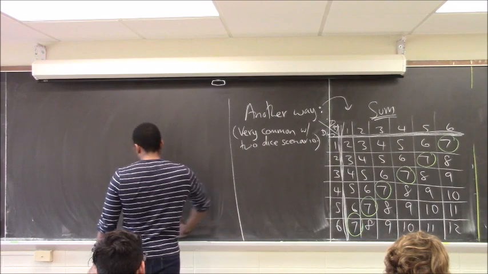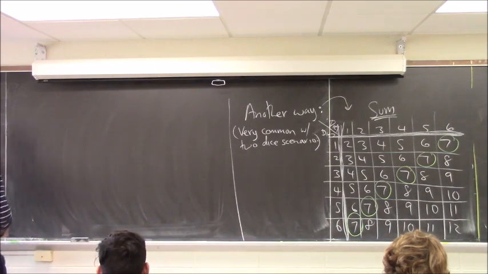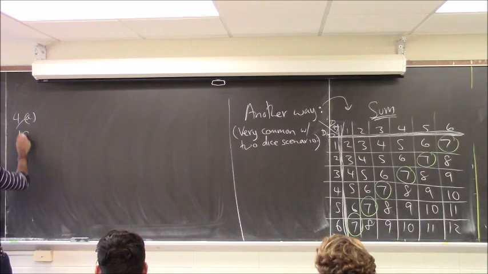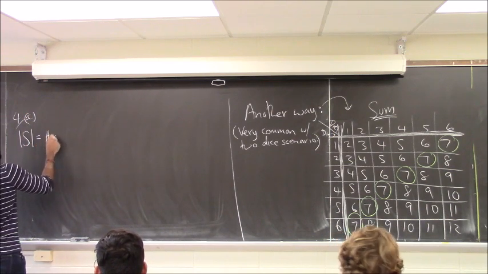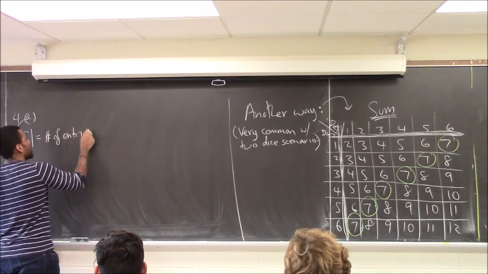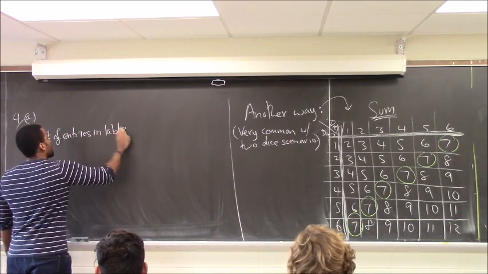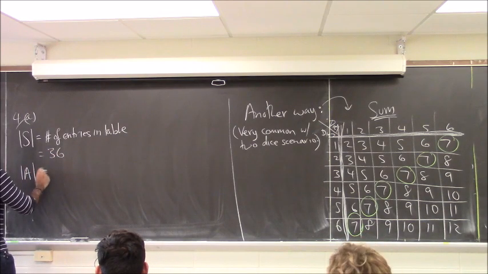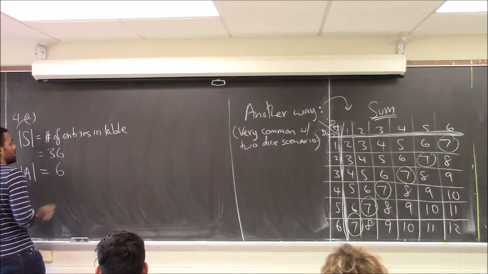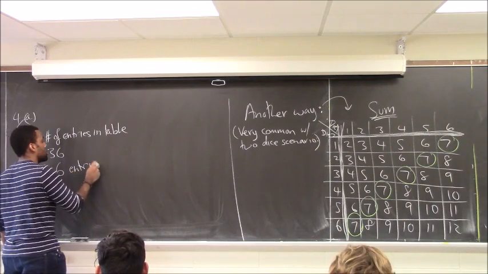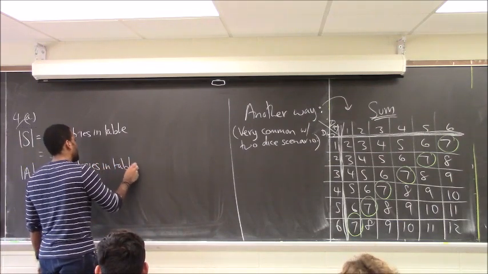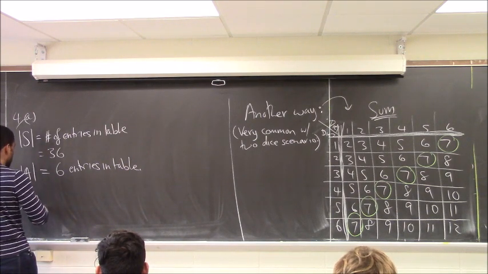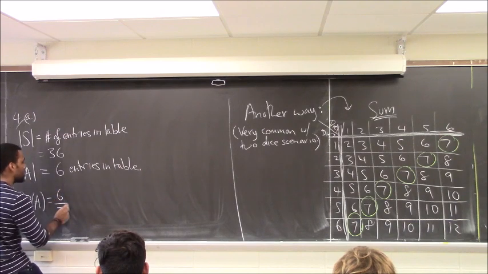Once I draw that diagram, I'd be able to see. So for part 4A, I know that the size of the sample space equals the number of entries in the table. That's going to be 36. There are going to be 6 entries in the table that are a subset of the full table. And this means that the probability of what I want is going to be 6 out of the 36 entries.